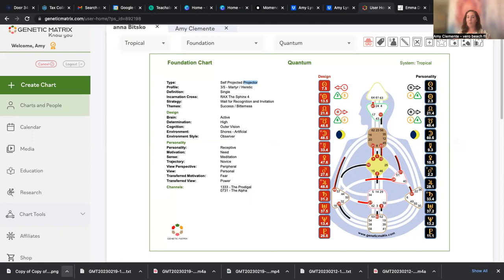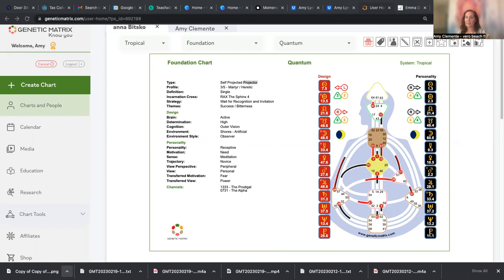Anyway, we're going to go more into that. So that is what makes a projector, the mechanics of the way the energy flows inside the body graph. Because of the way that it flows here, the projectors have a focused and absorbing aura. It can see into the other.